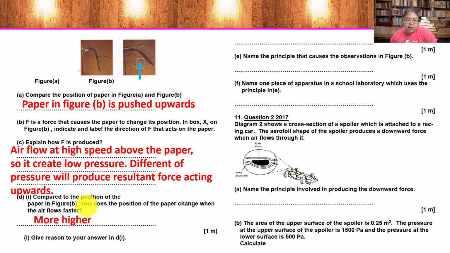Give one reason. We're talking about the Bernoulli principle, the concept. Greater force produced. If the question is 2 marks, you need to explain how the greater force is produced. You must say high speed, lower pressure. If it's just 1 mark, you can just say the resultant force becomes higher, also can. Now they ask what is the principle? From here, the principle is the Bernoulli principle.